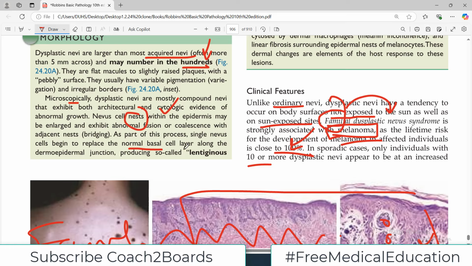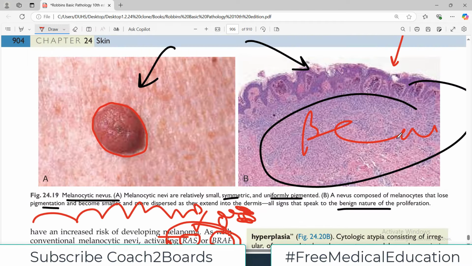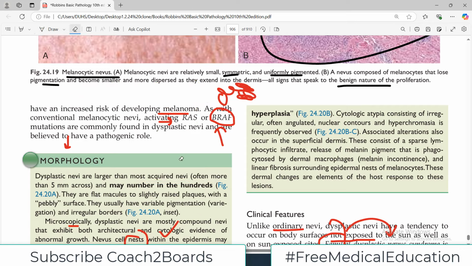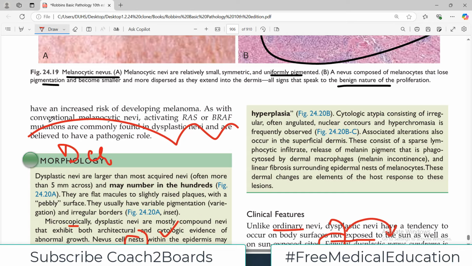basal cell layer, and that happens all the way along the dermoepidermal junction, producing the so-called lentiginous hyperplasia. So that basically means if we go back to the very basic diagram that I have been drawing all over during these lectures, if this is the basement membrane, here we have the dermis, and here we have the basal layer of epidermis, and in the middle are some cells which are the melanocytes. So if melanocytes take over, this also becomes melanocyte, this also becomes melanocyte, this is called lentiginous hyperplasia of melanocytes. So it is replacing the basal layers.